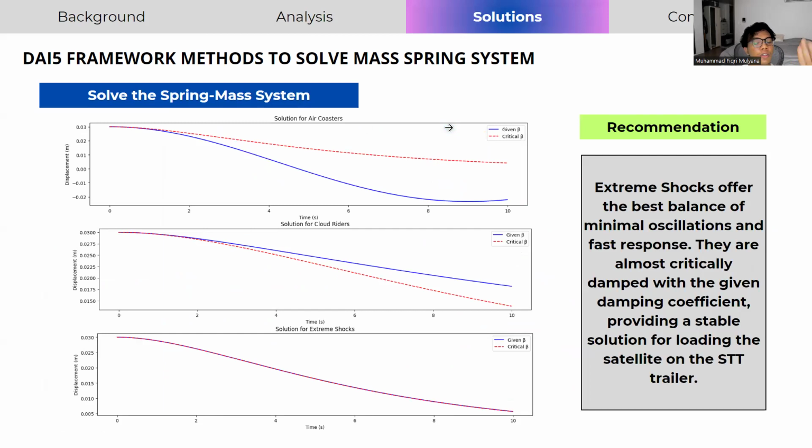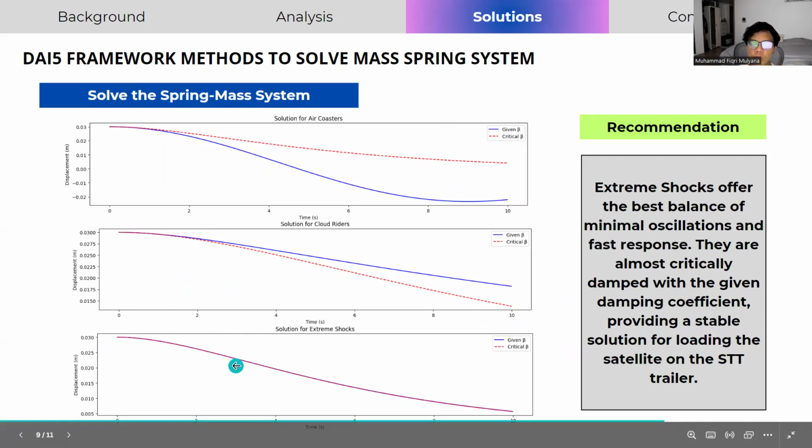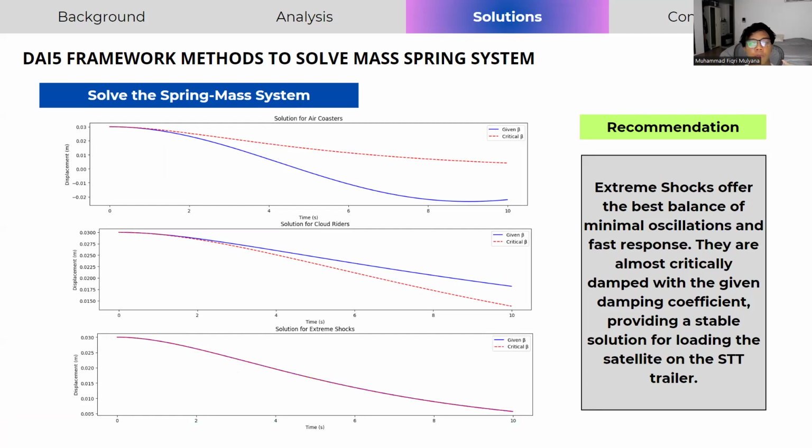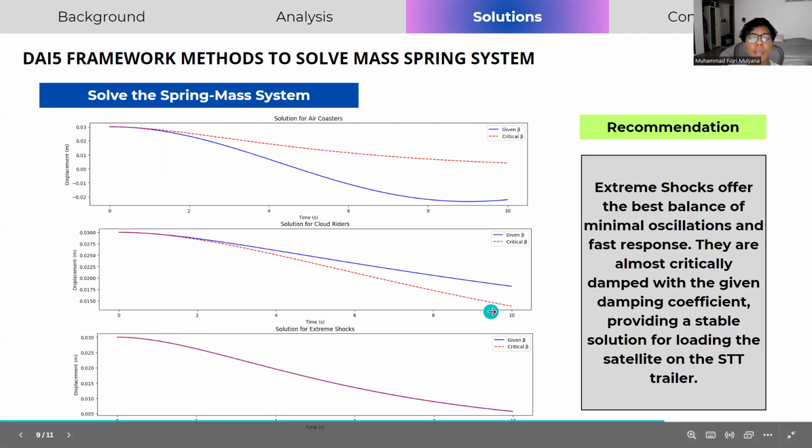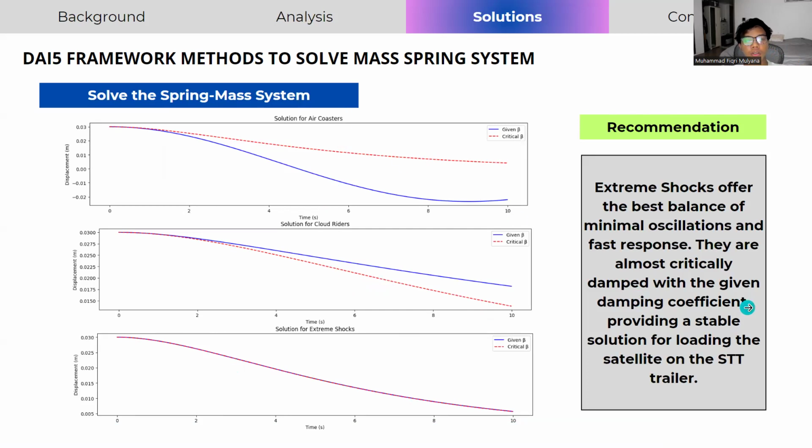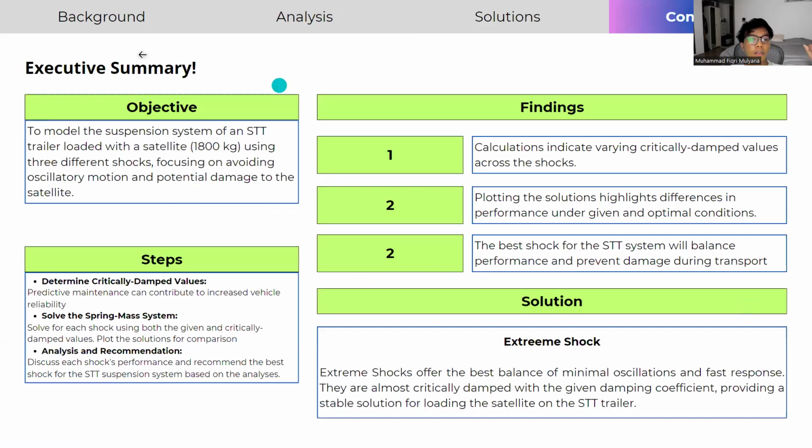This is the results for the three different shocks, and the recommendation is the Extreme Shocks. And why? Because the Extreme Shocks offer the best balance of minimal oscillations and fast response. They are almost critically damped with the given damping coefficients. The Extreme Shocks would provide a stable solution for loading the satellite on the SCT trailer, compared to the other two shocks. Okay, this is the executive summary.